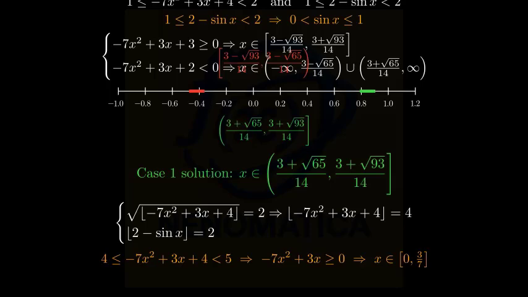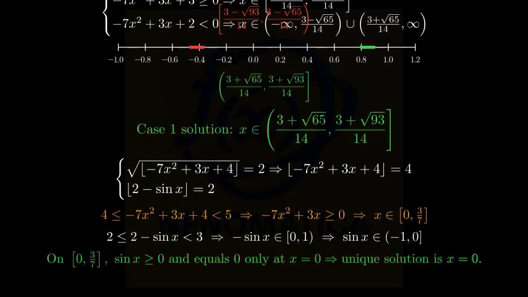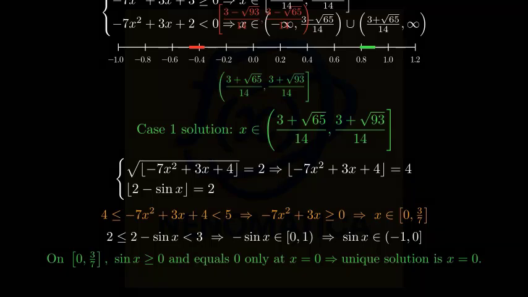This reduces to negative 7x squared plus 3x greater than or equal to 0, which gives x between 0 and 3/7 inclusive. For the right side, the floor equals 2 implies 2 less or equal to 2 minus sine x less than 3, which is equivalent to sine x less or equal to 0 and greater than negative 1. On the interval from 0 to 3/7, sine x is positive except at x equals 0. Therefore, the only common solution in this case is x equals 0. Final answer.